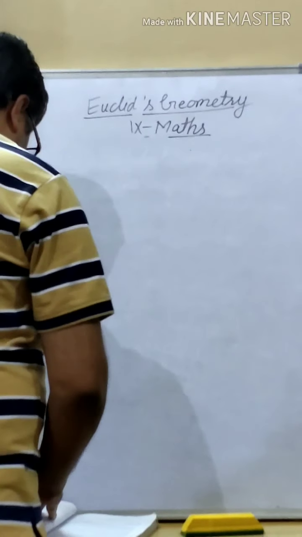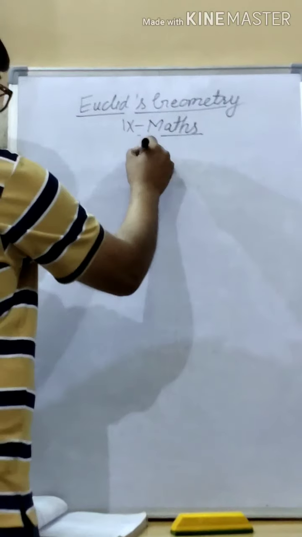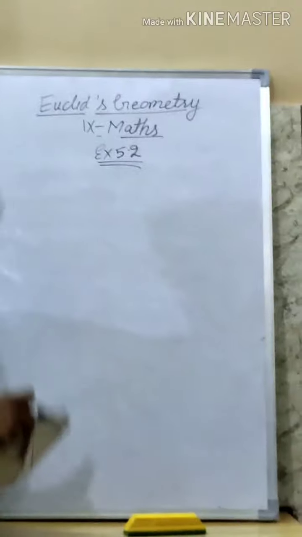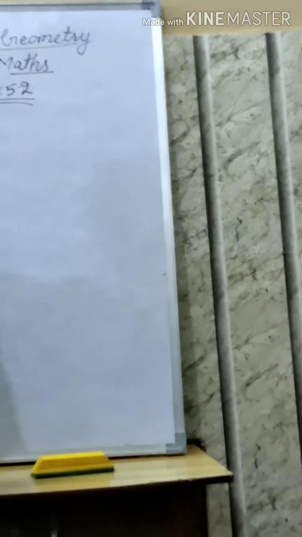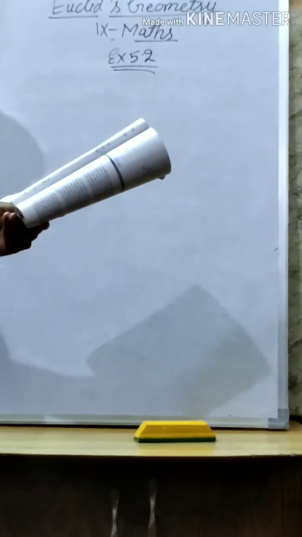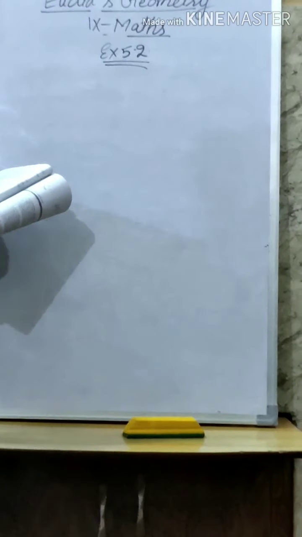Clear? So now I am taking a simple question. Exercise 5.2. What is it saying? How would you rewrite Euclid's fifth postulate so that it would be easier to understand? He is saying how you can write the fifth postulate in a different way so that it will be clear to all. Clear?